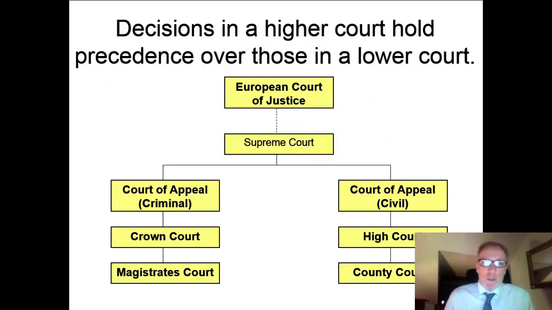Decisions in a higher court hold precedence over those in a lower court. And we have two systems: a criminal and a civil system. The criminal system is basically set up as the Queen versus the criminal, and they have different rules of evidence. So there the balance of justice is beyond reasonable doubt.